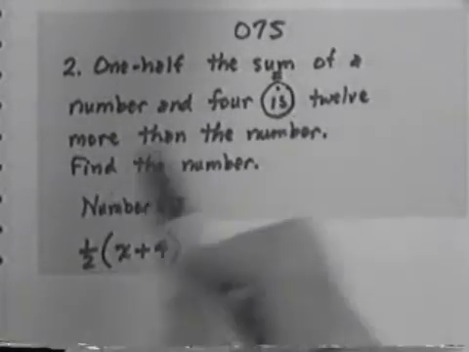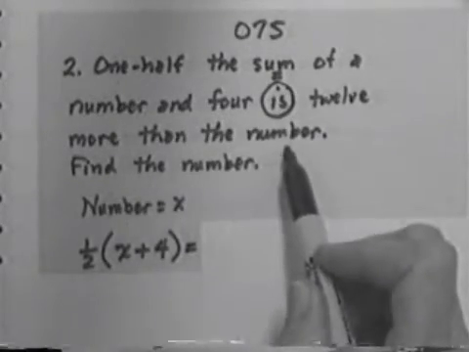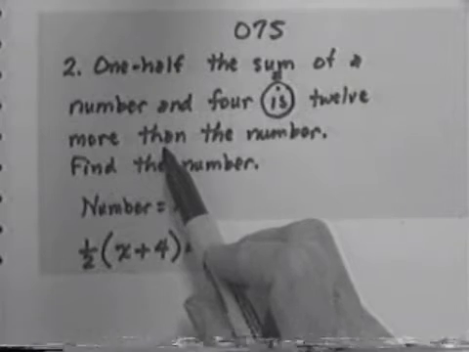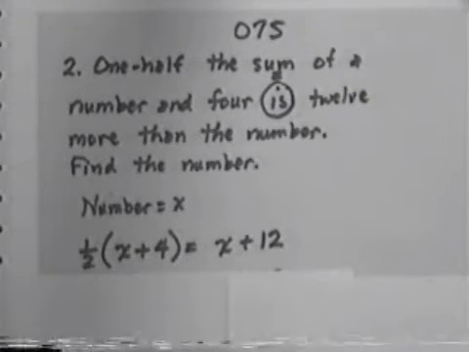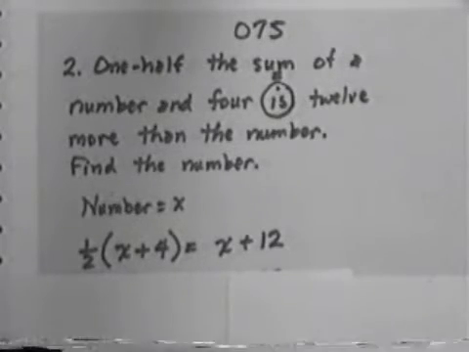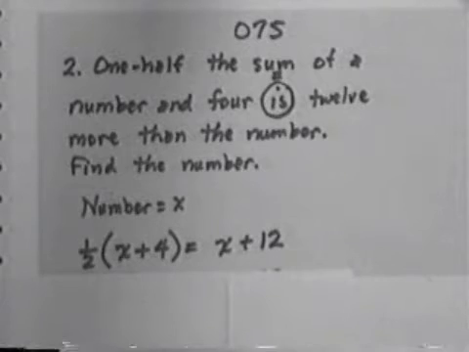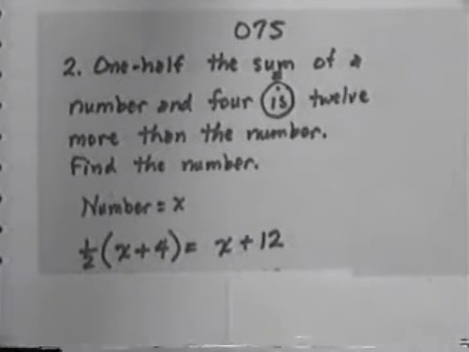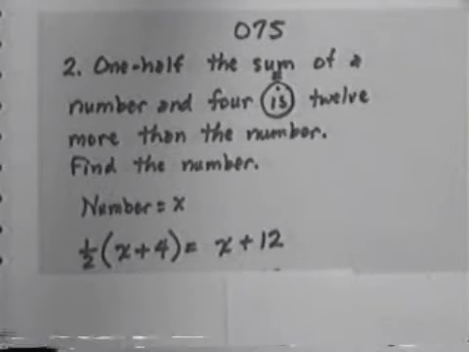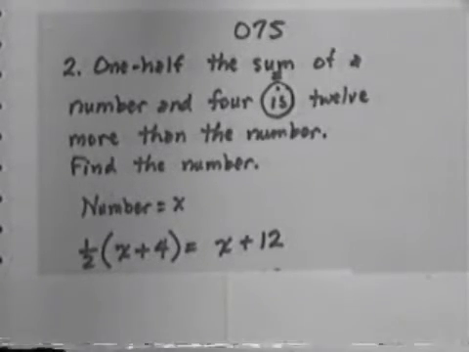On the right, I have 12 more than the number. 12 more than means I add 12 to the number, and so I write X plus 12. And so my equation now is 1/2 times, in parentheses, X plus 4 is equal to X plus 12. So I've accomplished the first part, which is to translate into an equation. Now all that's left is to solve the equation.